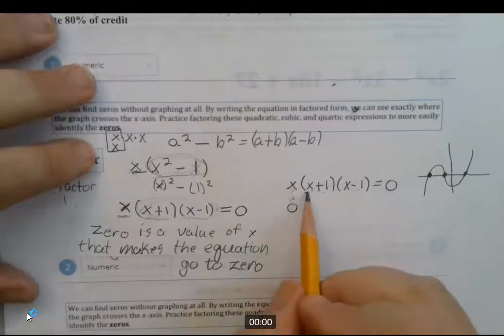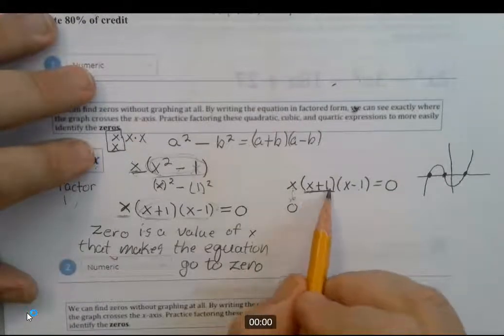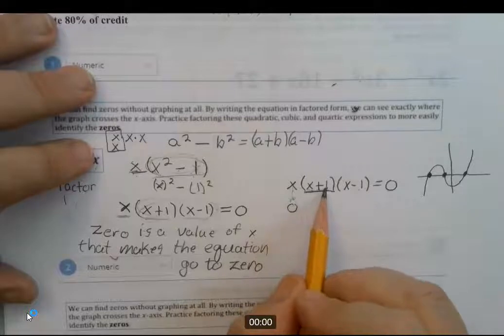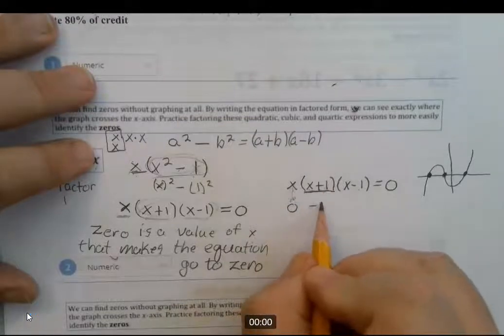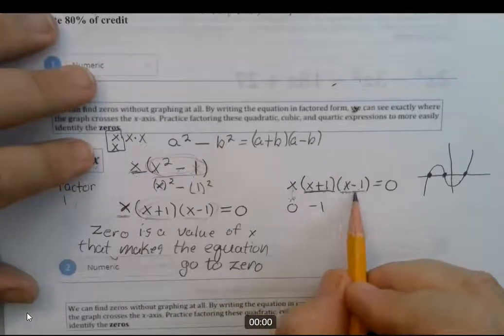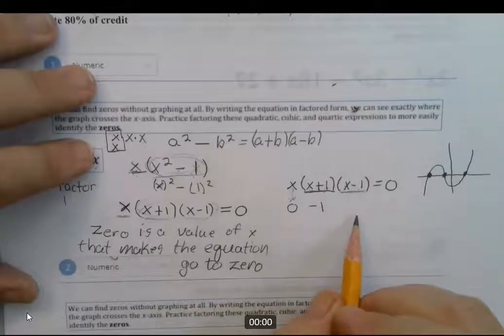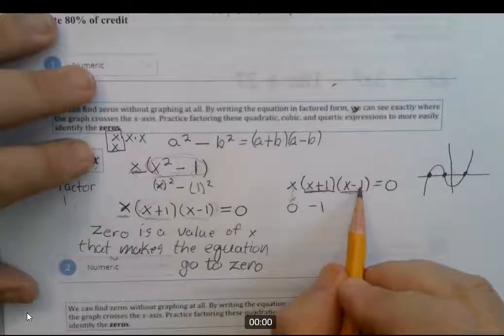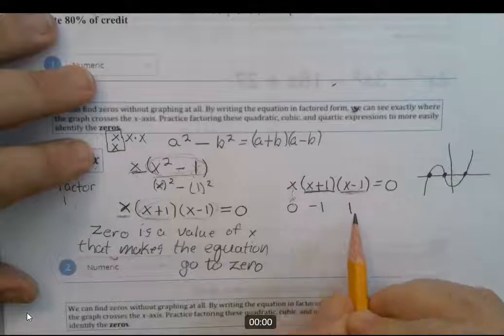How about this? Just isolate these one at a time. What would make this go to 0? What value of x would make this go to 0? Well, the answer is negative 1. Negative 1 plus 1 would equal 0. So that's another 0 of the equation. Finally, this one. See if you can do this one. What would make this go to 0? Just this term alone. The number 1. 1 minus 1 would be 0, so this would be a 0.